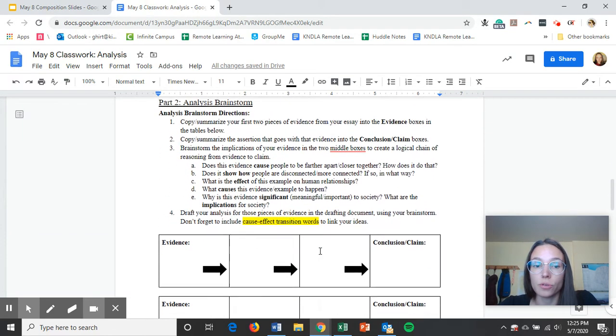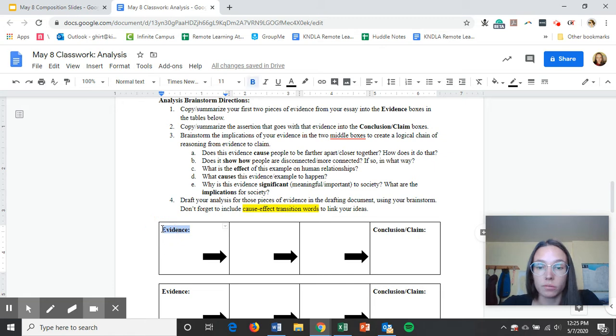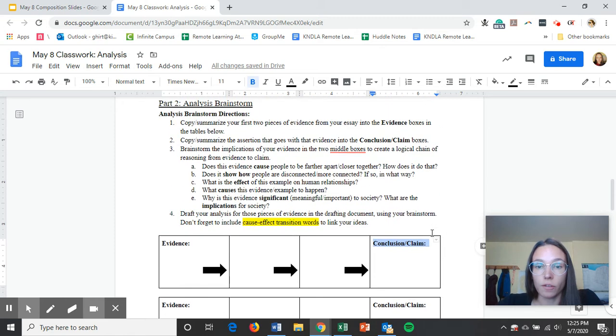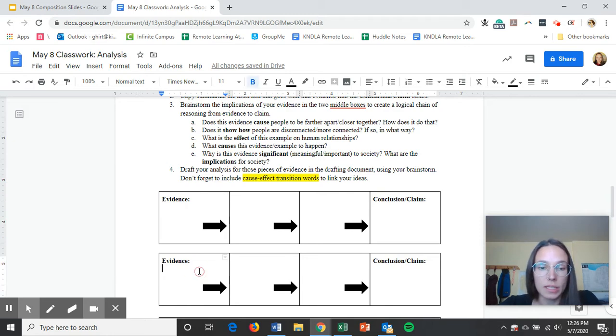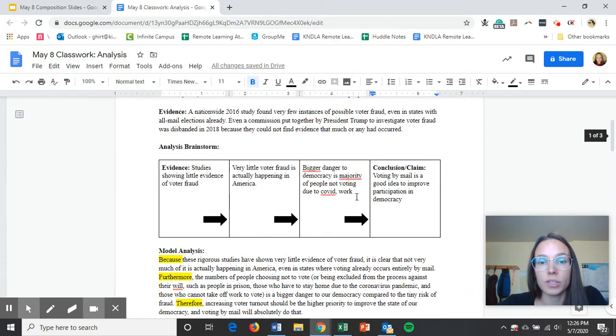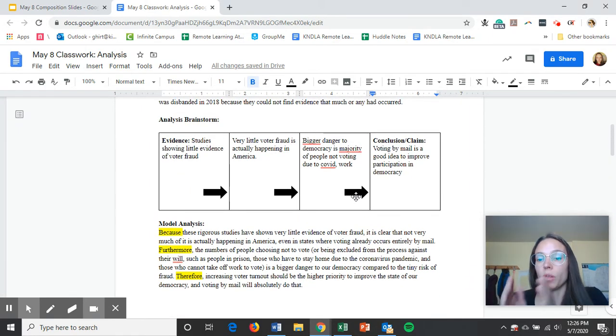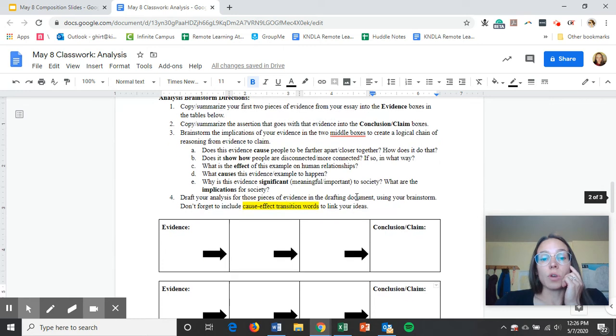You are going to do the same thing, but with your own evidence and assertion. So you are going to take the first two pieces of evidence from your essay and copy them into these boxes, or just summarize them. You don't have to copy them exactly, but you can if you want. And then you're going to write your assertion or your conclusion, your claim, right? What you're arguing based on this evidence over here. Okay. And then you're going to do kind of the same thing that I did up here. You're just kind of going through step by step. Well, this causes this, and this is the conclusion that I can draw from this then. So you are doing the same thing.